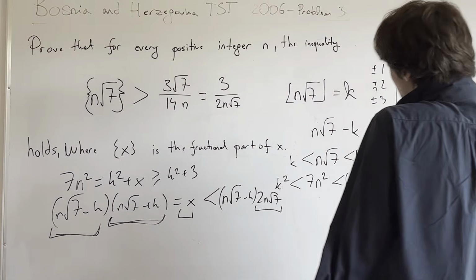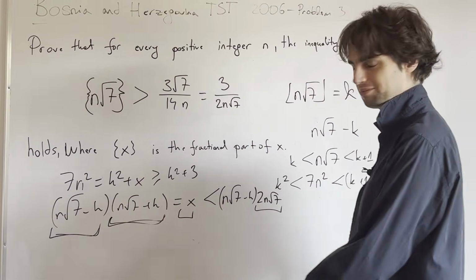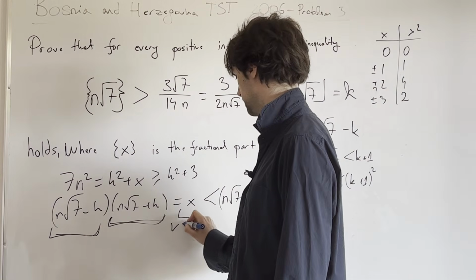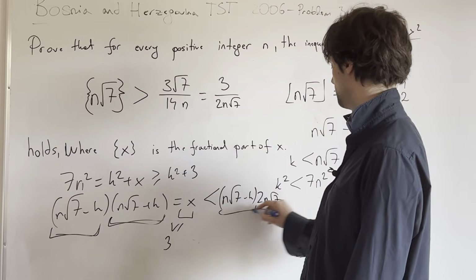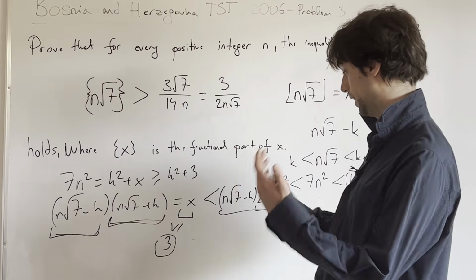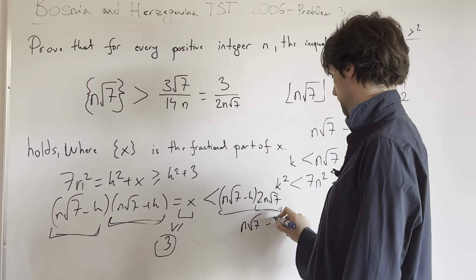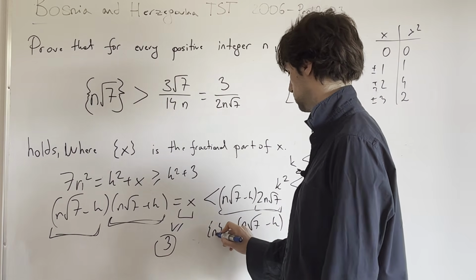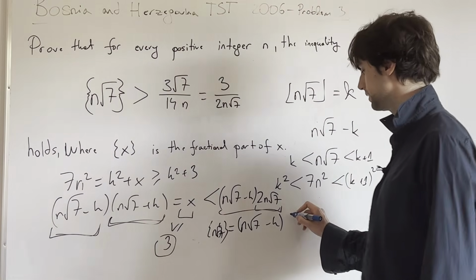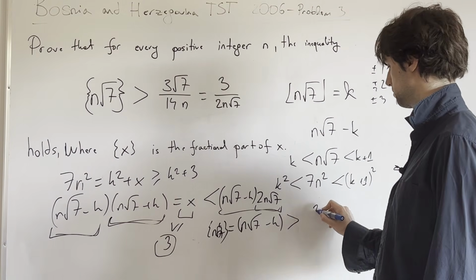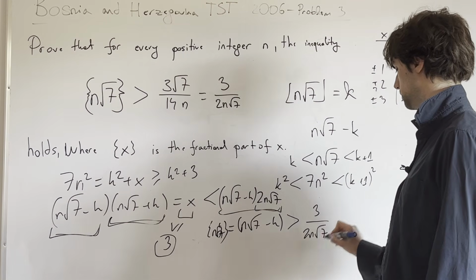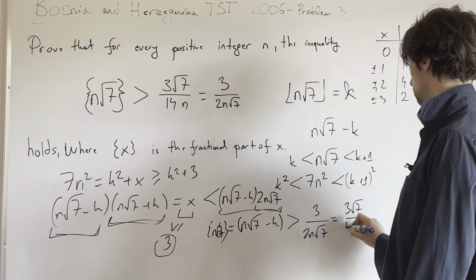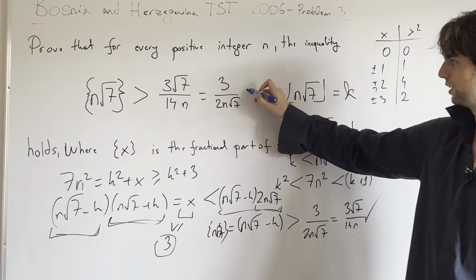So, what does this tell us? Well, it tells us this thing over here is greater than or equal to 3. Or in other words, n square roots of 7 minus k, which is equal to the fractional part of n square roots of 7, is going to be greater than 3 over 2n square roots of 7, which is equal to 3 square roots of 7 over 14n, which is what we needed to prove.